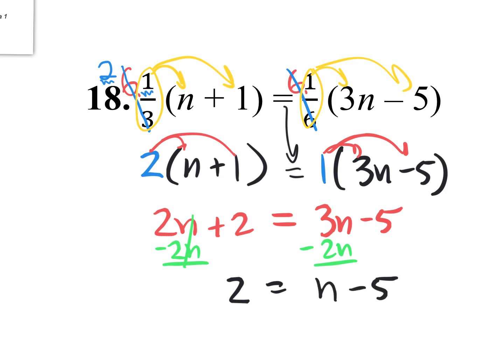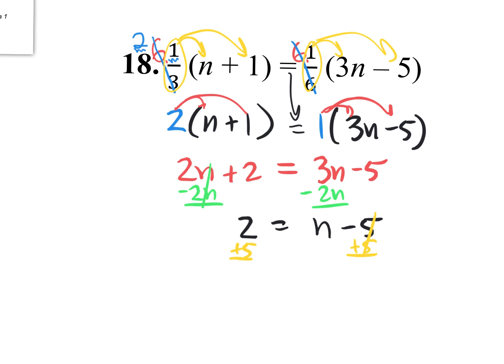Minus 5. Okay, so now we need to get n by itself on the right side of the equal sign. All I do is get rid of that minus 5 by adding 5, plus 5 right here, plus 5 over there. Final answer will be 7 equals n, but of course better said n equals 7. I hope this helps.